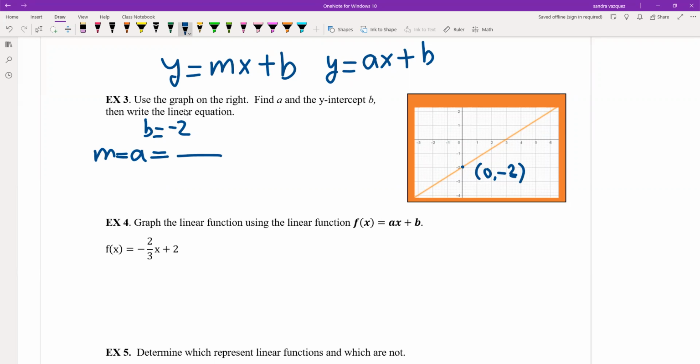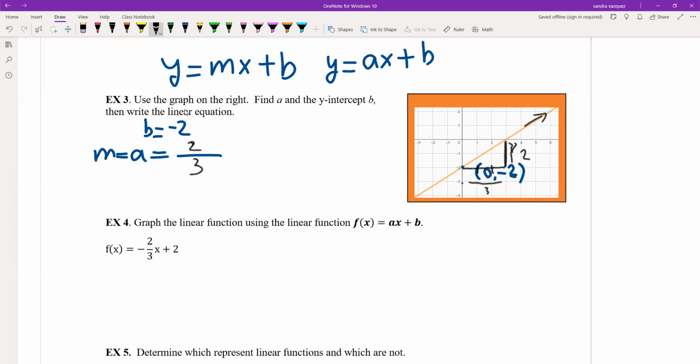Then I can find the slope, which is a, the rise over the run. How many times do I go up, and then how many times do I run? I can see that I go to the right 3 units. This length here is 3 units and this length here is 2 units. So it's 2 over 3. That's the rise over the run. In this case, the line is going in this direction, so I know that it will be positive.